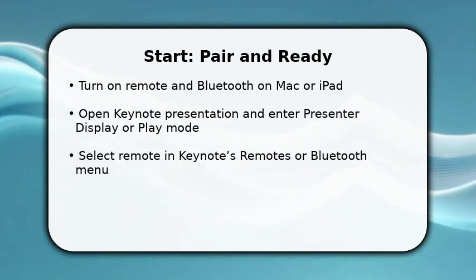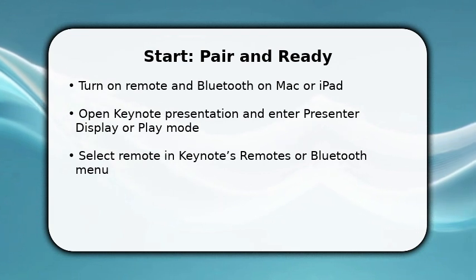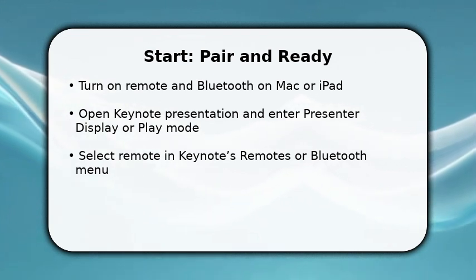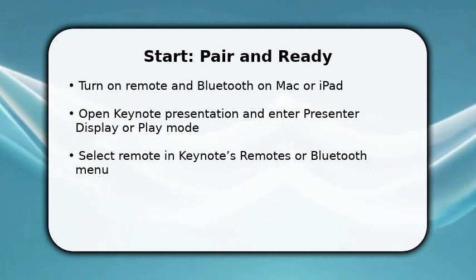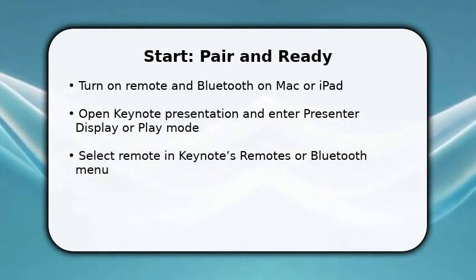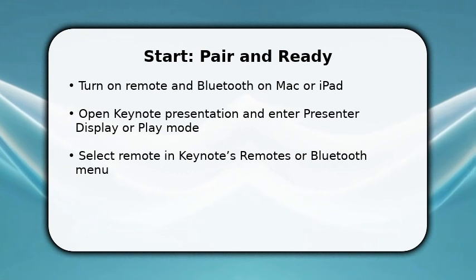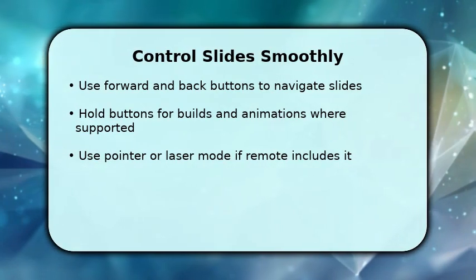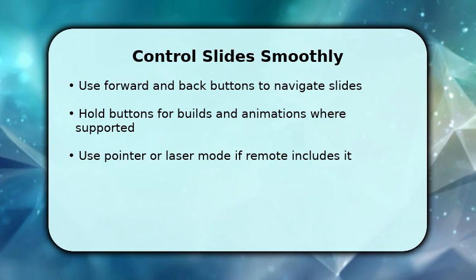Once paired, practice a single advance and a single back to verify connection. Make sure battery level is sufficient before moving on. Now you control the flow. Use the remote's forward button to advance slides and the back button to return. The first tap advances static slides and repeated taps step through builds.